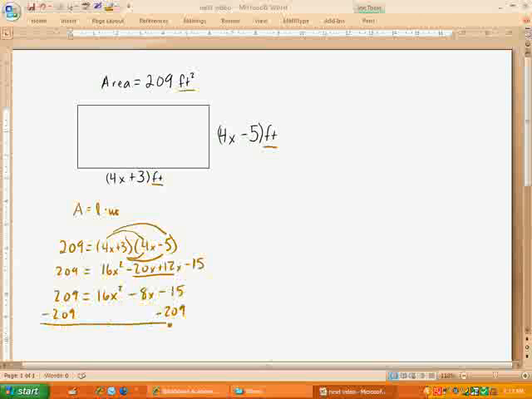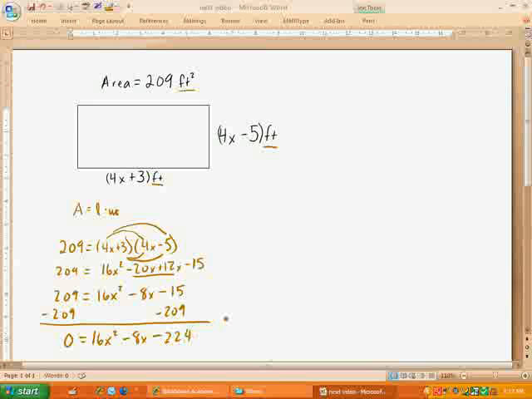Now, of course, from this point I need to subtract the 209 so I can get everything on the same side, and I end up with 0 is equal to 16x squared minus 8x minus 224.